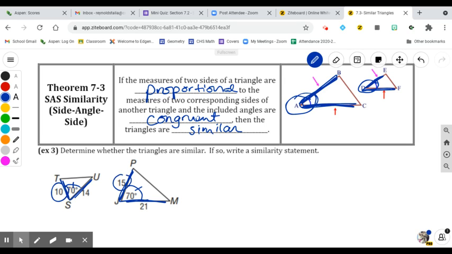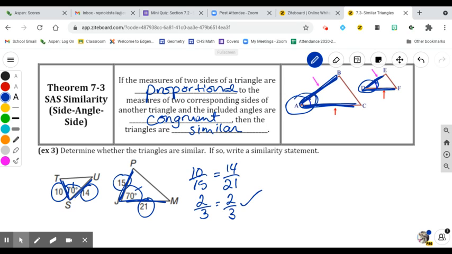So see how 10 would go with 15, and then 14 would go with 21. So you want to set that up and reduce them. 10 over 15 would be 2/3 because they're divisible by 5. 14 and 21 also 2/3, divisible by 7.